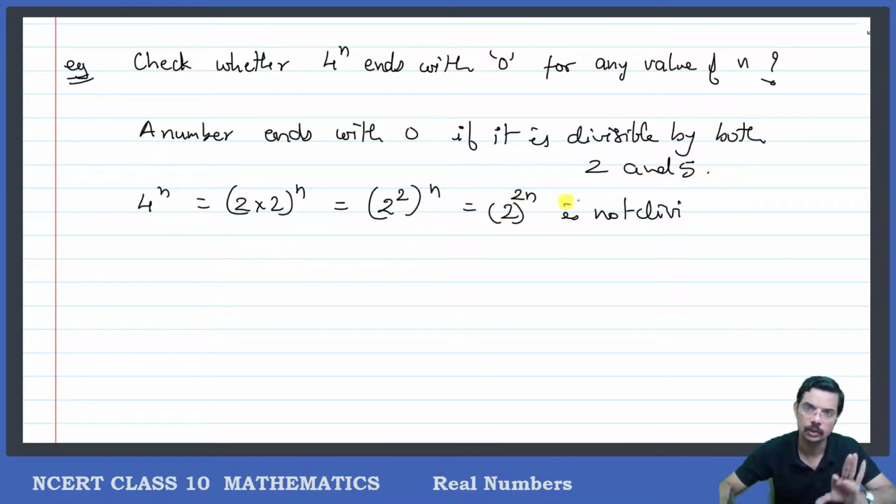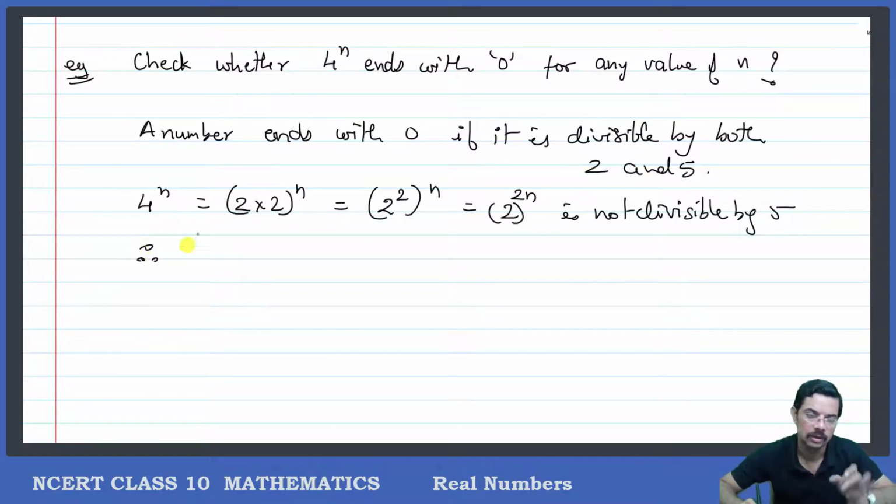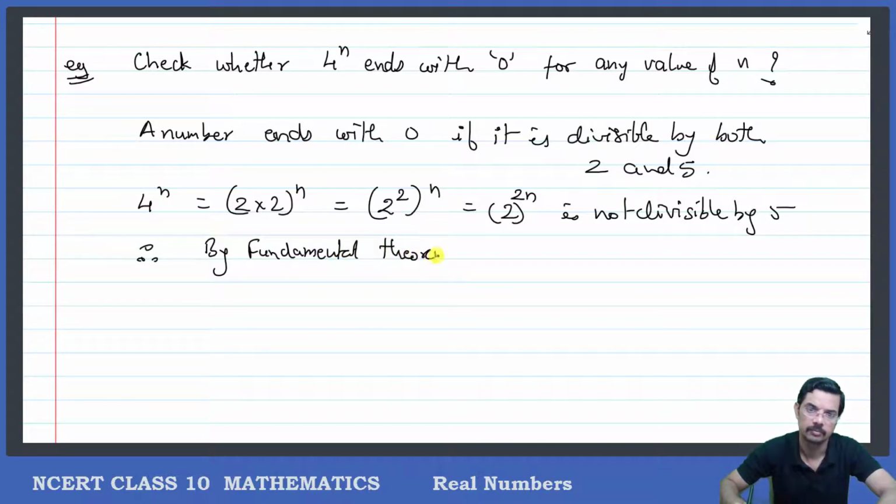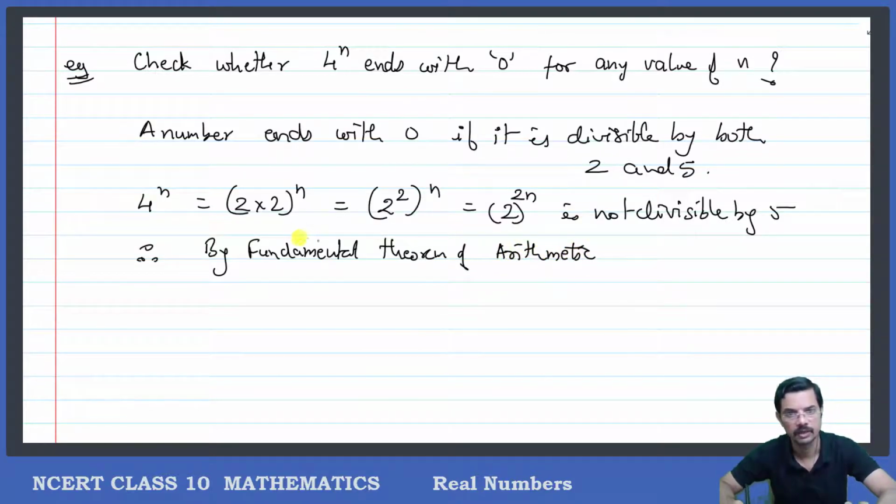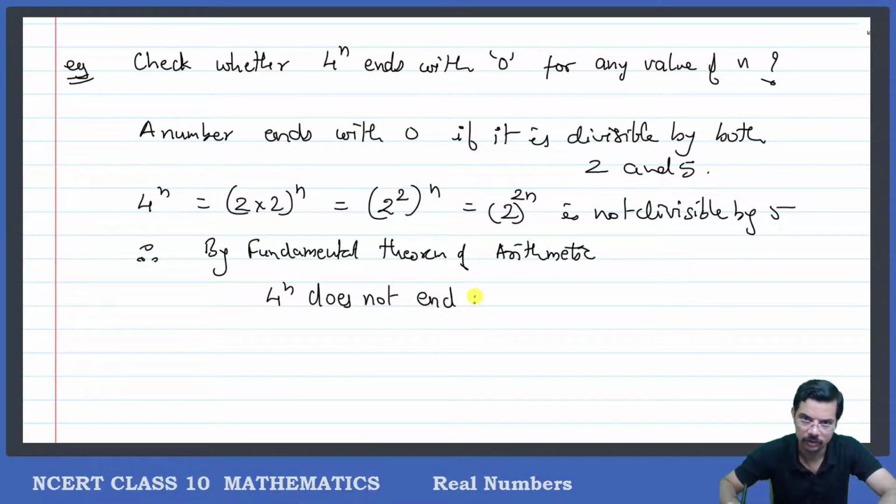അതുപോലെ so 2 raised to 2n is not divisible by 5. Okay, or it doesn't have 5 as a factor. So therefore 4 raised to n does not, അല്ലെങ്കിൽ അത് സ്റ്റേറ്റ്മെന്റ് എഴുതാൻ മറക്കരുത്. Therefore by fundamental theorem of arithmetic, what can we say? By fundamental theorem of arithmetic we can say that 4 raised to n does not end with a 0.